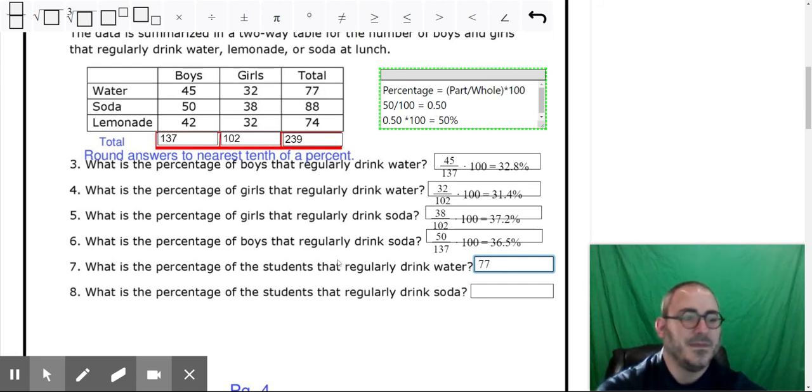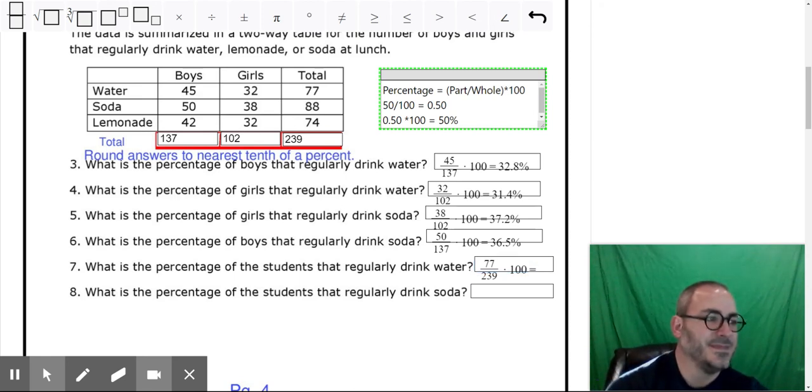And what's my whole? That's of all the students, right? That's 239. Out of 239 students, 77 of them drank water. I'm going to click the right arrows to get out of this, and then times 100 equals. I'm going to go to my calculator. 77, oh, math hygiene, 77 divided by 239. I want that done first. Then I want to multiply that by 100. All right, there I go.